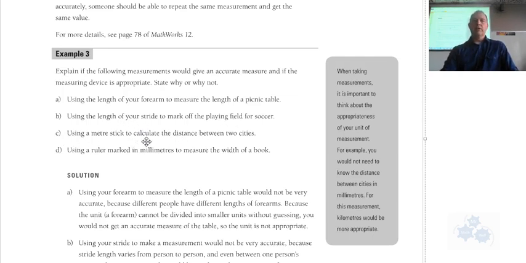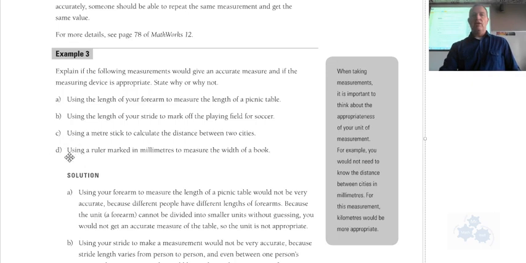C, using a meter stick to calculate the distance between two cities. Well, you would get a very accurate number because the units are so small compared to the distance. But would it be appropriate to do that? No. You'd have to use something larger like kilometers or miles or something like that.